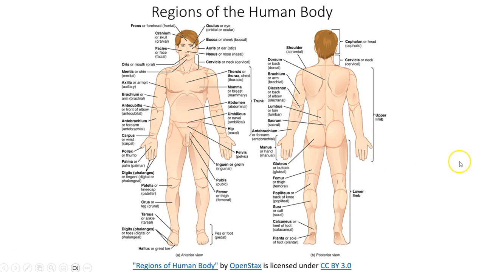All right, so that is regions of the body. And again, this is just helping to give all researchers and medical professionals a common way of talking about the human body so that everybody knows exactly what is being discussed, so we have that precision and there's no confusion.